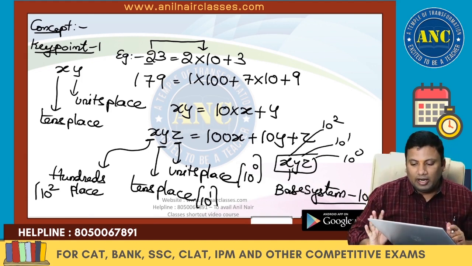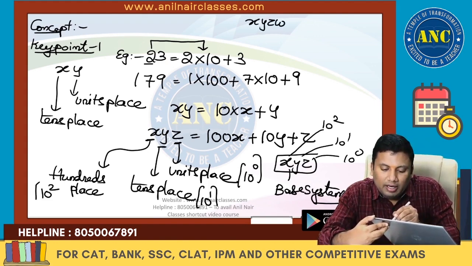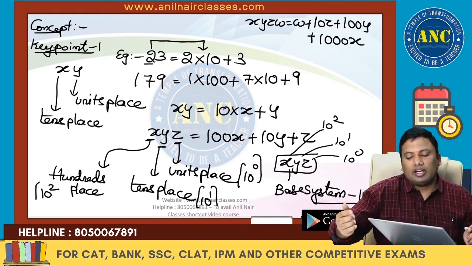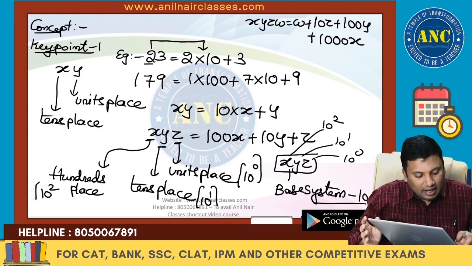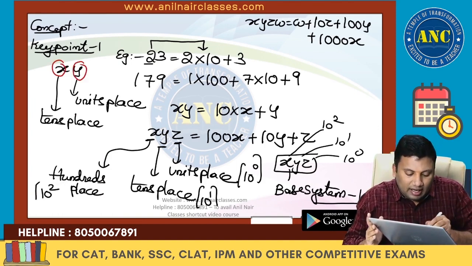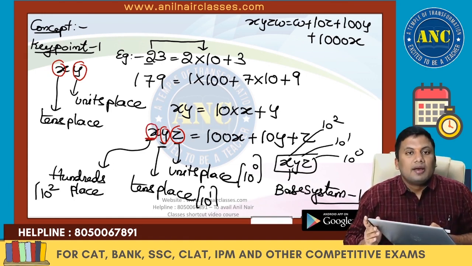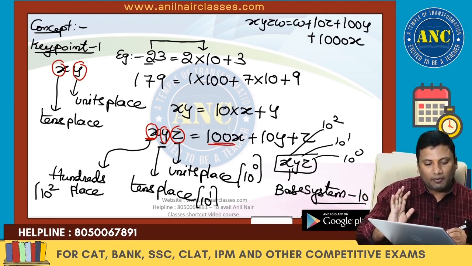Right? So similarly, if it is xyzw, w is there in units place, z is there in tens place, y is there in hundreds place, x is there in thousands place. So it is 1000x plus 100y plus 10z plus w. I hope this is very clear to you. Here x, y and z are called the digits. If x is there in hundreds place, the value of x will become x into 100. I hope this key point number 1 is clear.